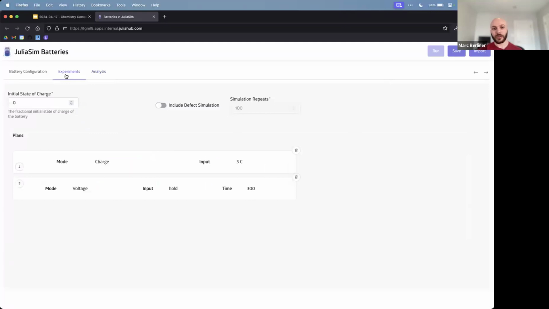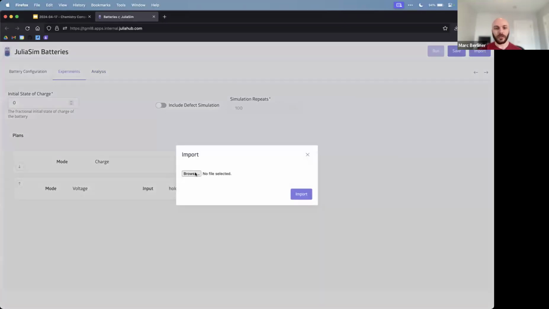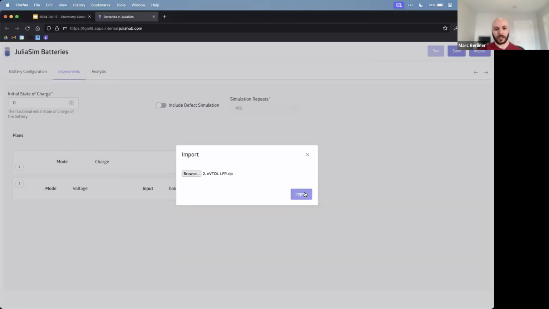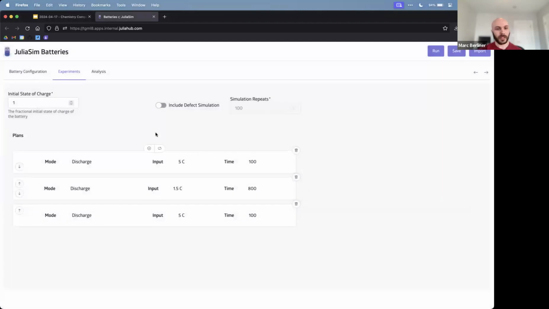So moving on to the second step, we can import a new file for our system. You can see right here we have this saved file which I just created. But for the second part of this, we're going to look at an eVTOL discharge protocol using an LFP cell. So all we have to do is open, click import, and there we go.